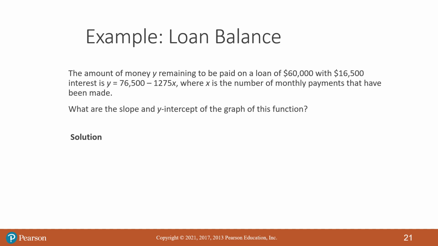Alright, let's look at loan balance. This one says the amount of money y remaining to be paid on a loan of $60,000 with $16,500 of interest is y equals 76,500 minus 1,275x, where x is the number of monthly payments that have been made. What are the slope and y-intercept of the graph of this function?